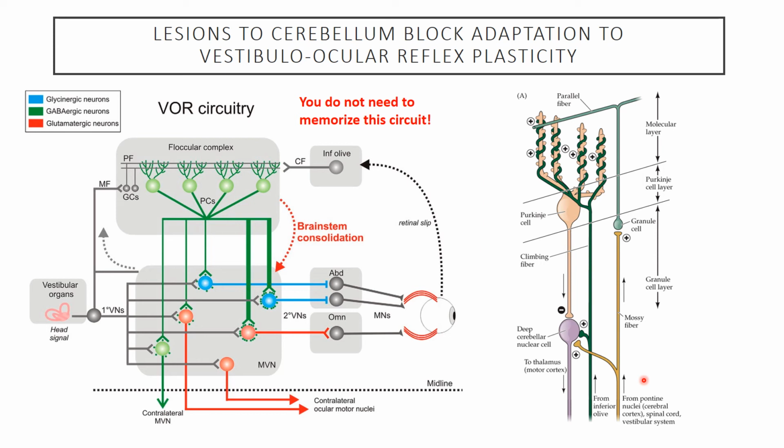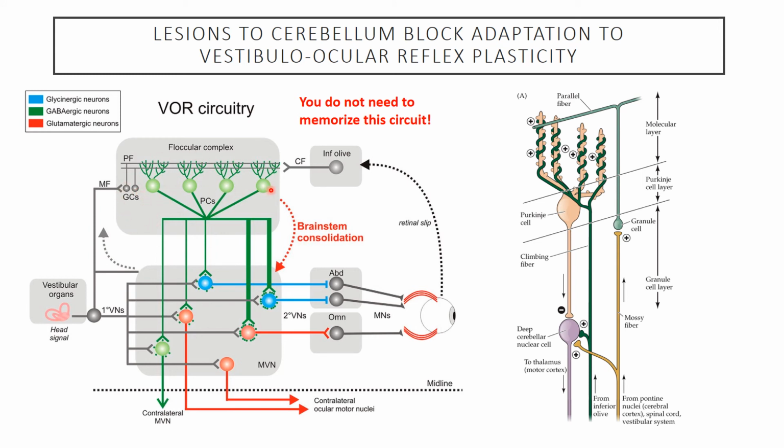I am not going to expect you to memorize this circuit, but it includes some of the things that we have already learned. We have the ocular motor nucleus and the abducens nucleus. The abducens nucleus connects to the lateral rectus, and the ocular motor nucleus connects to the medial rectus. There's also a vestibular portion that regulates this, but all of this is also being driven through the cerebellum.